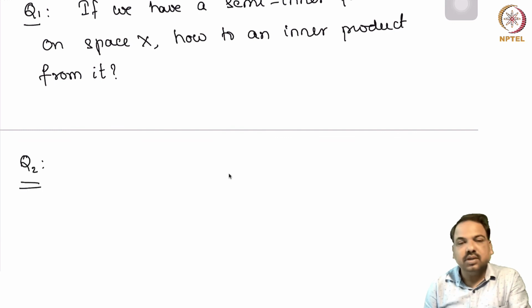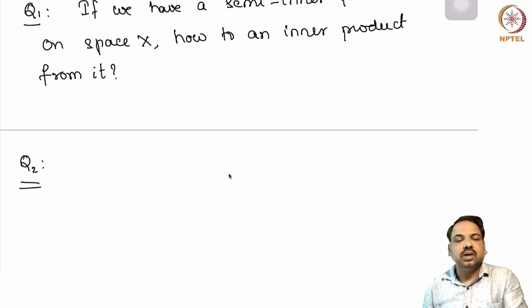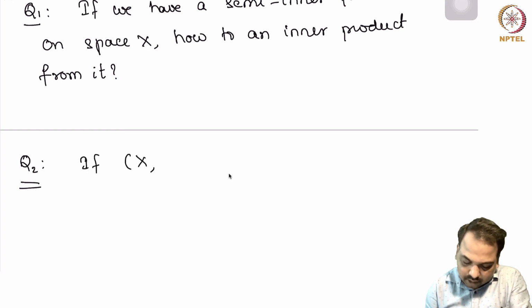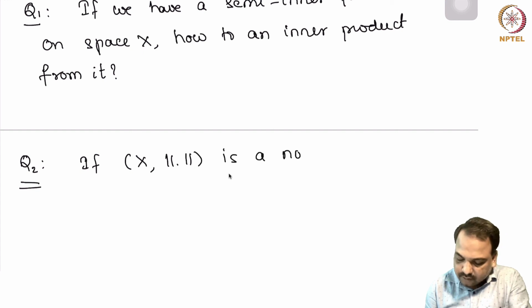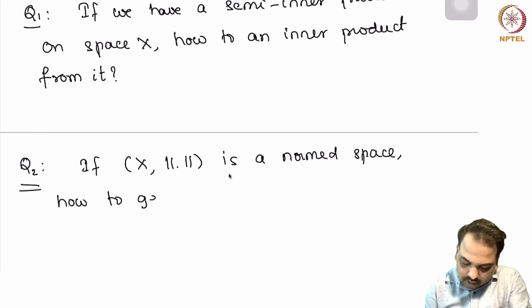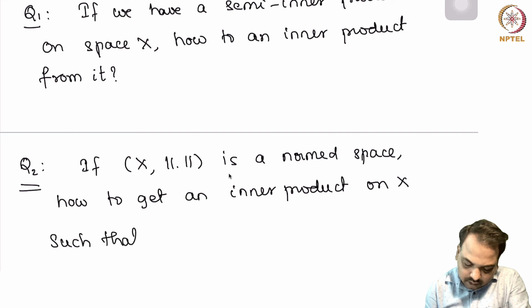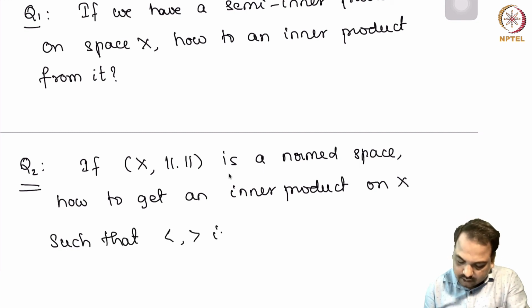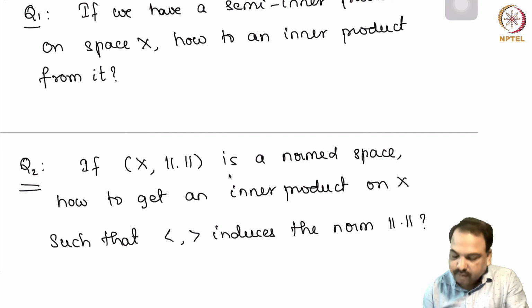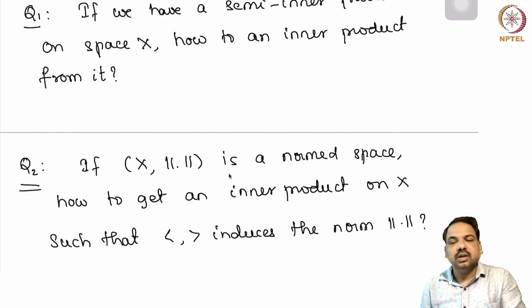The second question that we are going to answer is that suppose we have a normed space, that means there is a norm on a vector space. Now, is it possible to find an inner product which induces the given norm? If X is a normed space, how to find an inner product on X such that this inner product induces the norm? So we will be discussing these two questions in the next coming classes.